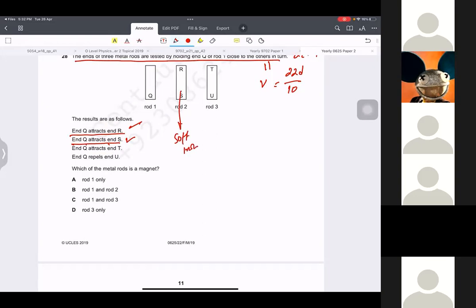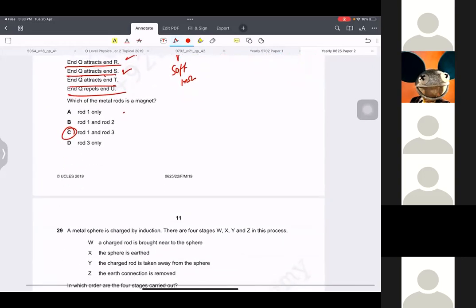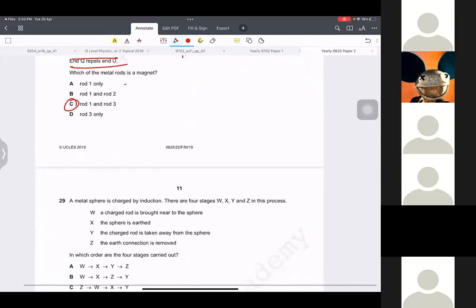Okay, this is iron. Q attracts T and Q repels this. So this is a magnet and this is also a magnet. Which of the rods is a magnet? Rod 1 and 3. Easy. The only way you can check if something is a magnet or not is if it repels. So that's why I picked this.